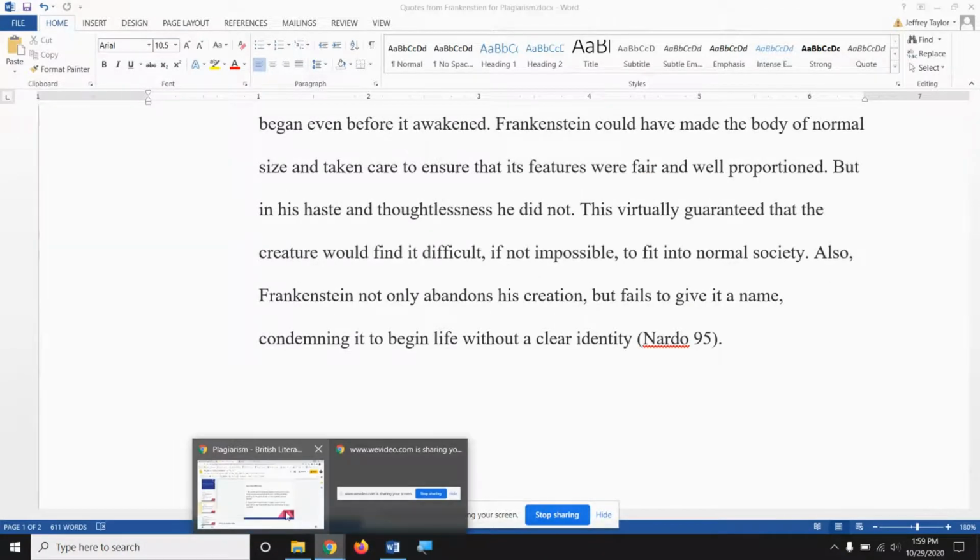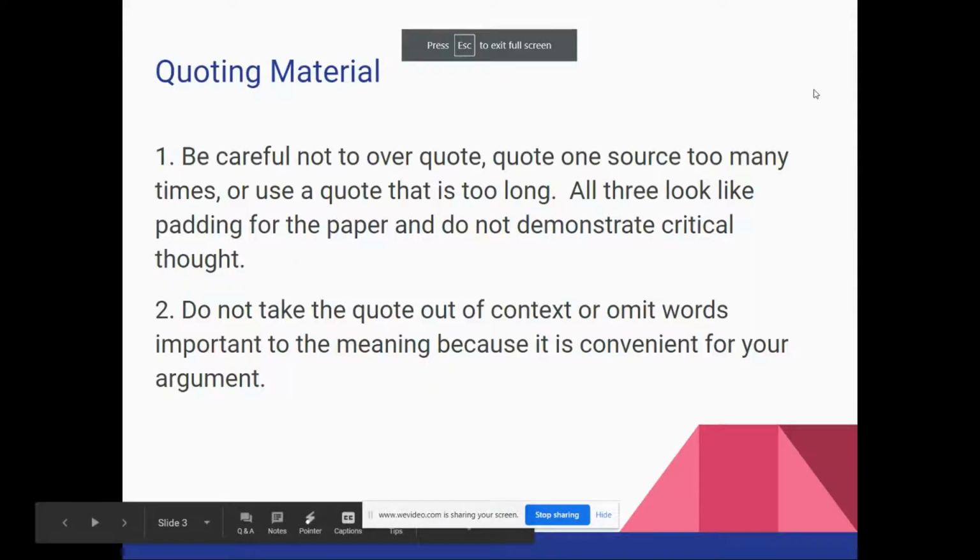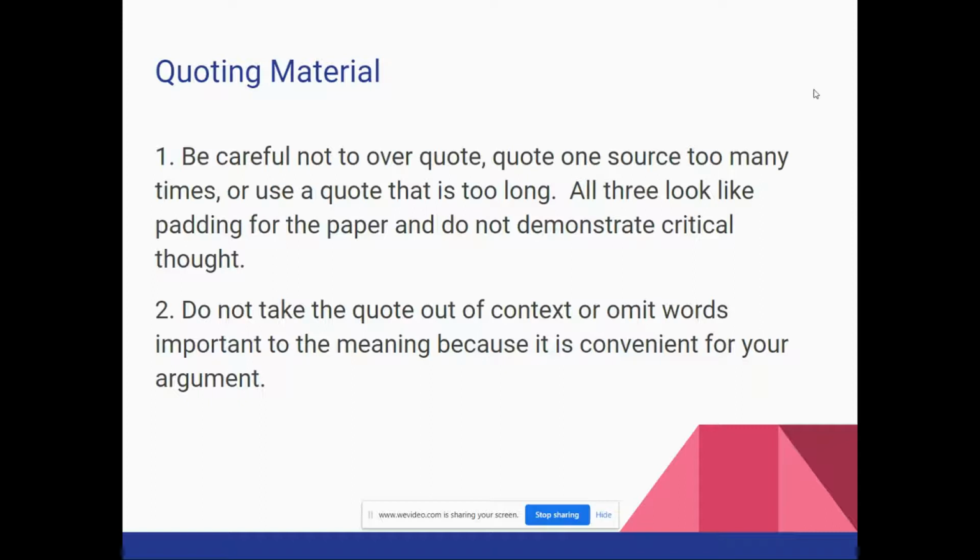We'll jump back here to the presentation, and we'll talk about number 2 with quotes, which is don't take a quote out of context or omit words important to the meaning because it's convenient for your argument. And what this really means is, an example of this might be where you have an author making a claim and then laying out the counterclaims against them, but you use that instead of what the author's actual intention is, and you end up manipulating the source in order to fit your thesis.